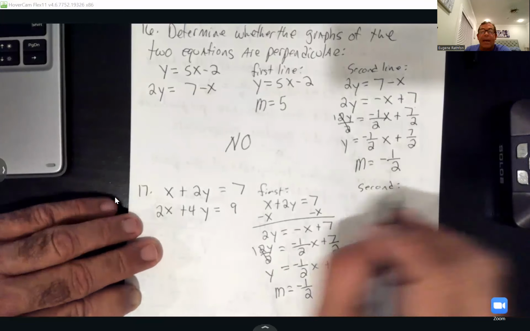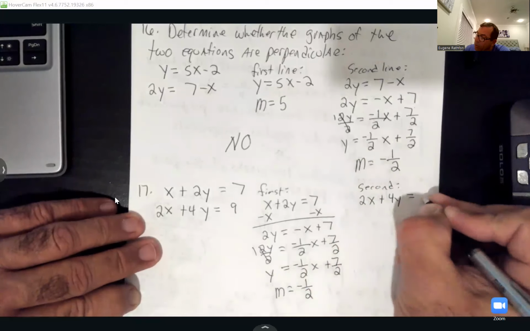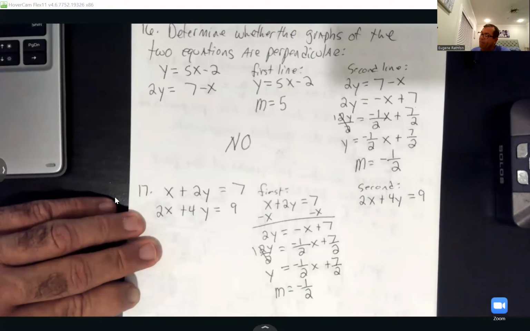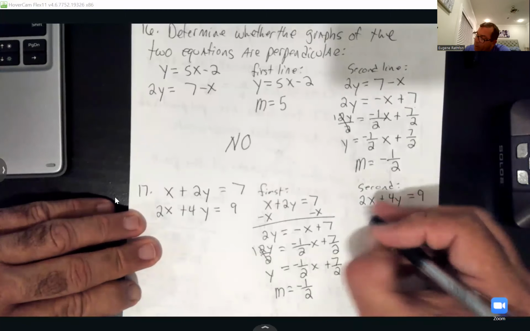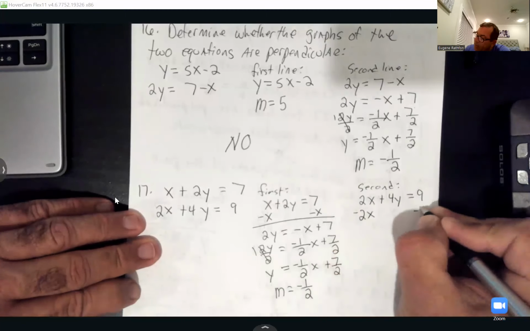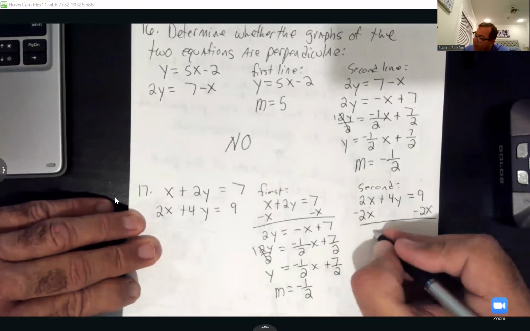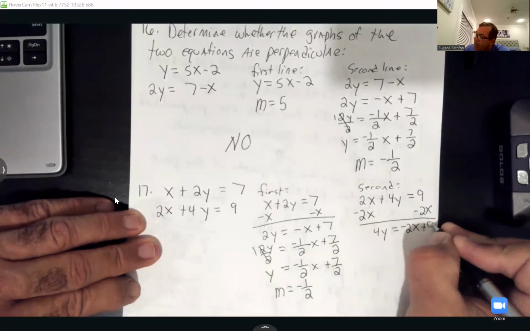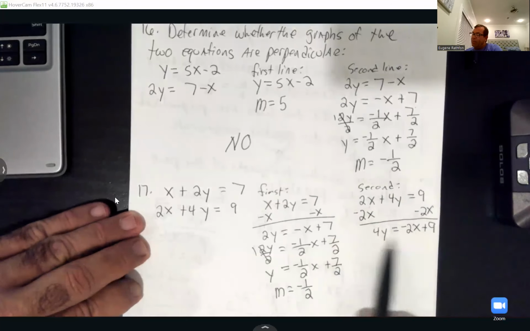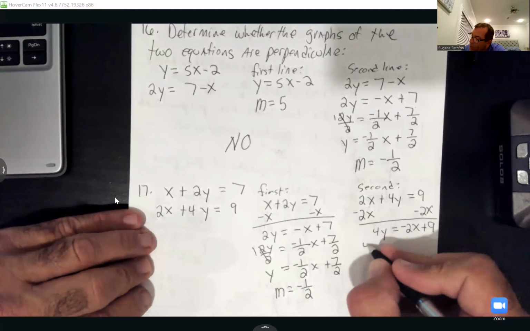All right, y'all. Second line, 2x plus 4y equals 9. All right, y'all. So here we need to get the y by itself. So I'm going to subtract 2x. So let's see what I get. X's cancel. I get 4y equals negative 2x plus 9. So I'm just putting them in order. Now divide by 4.